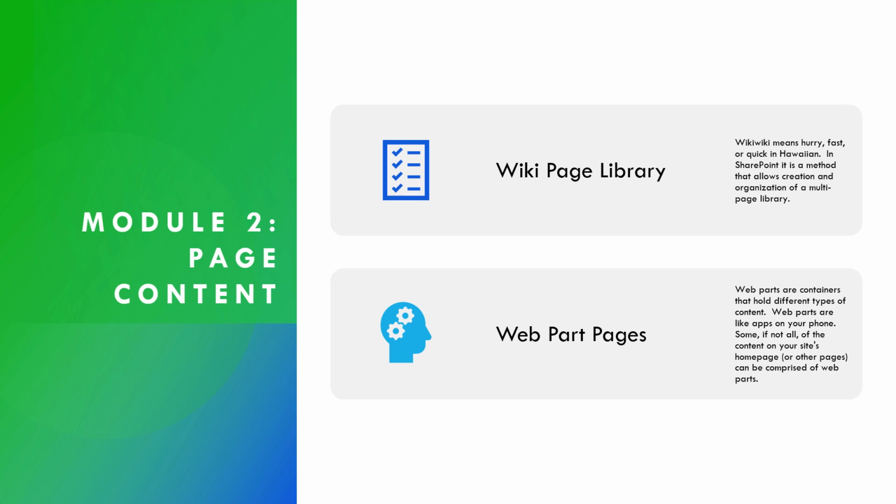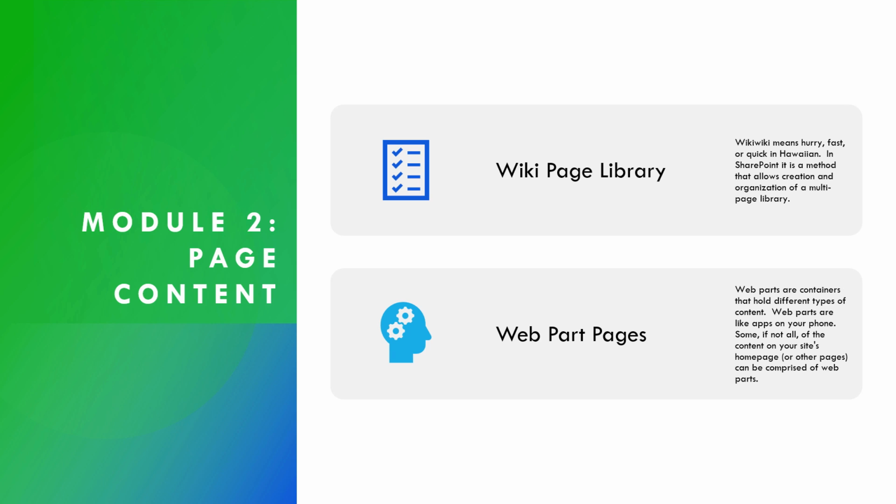Wiki page libraries are often used to display policy and procedure type content within an organization. Wiki means hurry, fast, or quick in Hawaiian. So it allows creation and organization of a multi-page library.